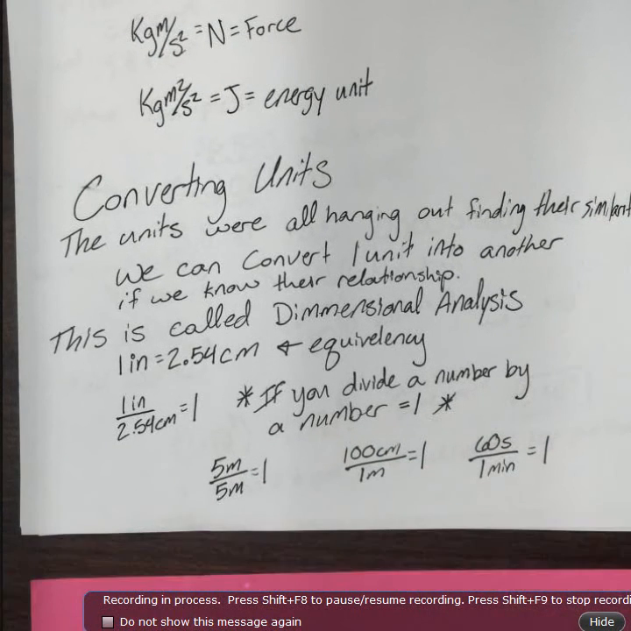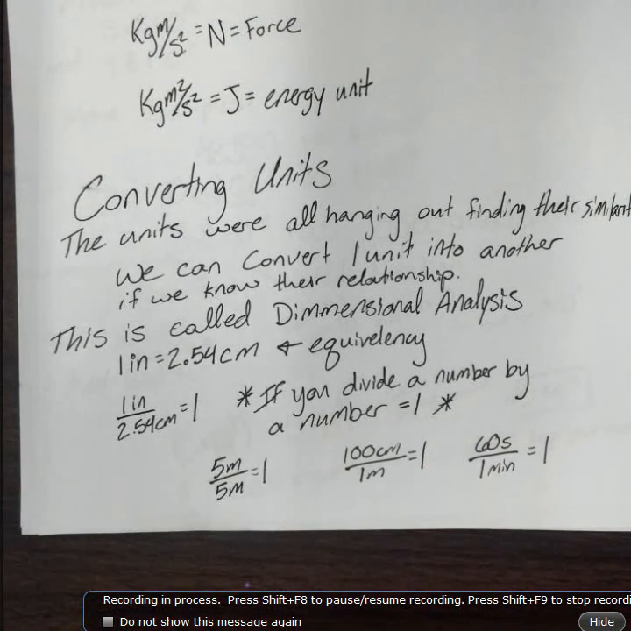So take a look at some of these, what we're going to call conversion factors. These conversion factors are derived from equivalencies, two quantities that equal the same thing. 5 meters divided by 5 meters equals 1. 100 centimeters divided by 1 meter equals 1 because there's 100 centimeters in a meter. 60 seconds divided by 1 minute equals 1 because there's 60 seconds in 1 minute. So these are conversion factors.